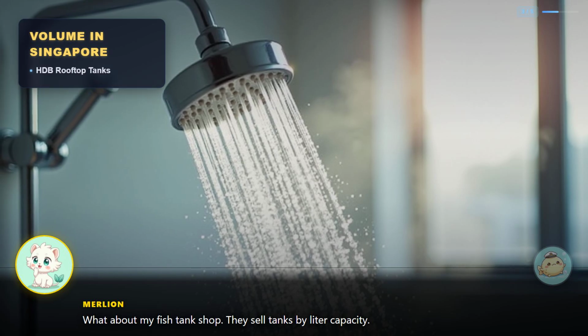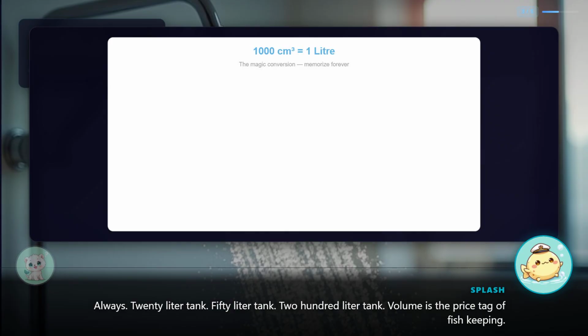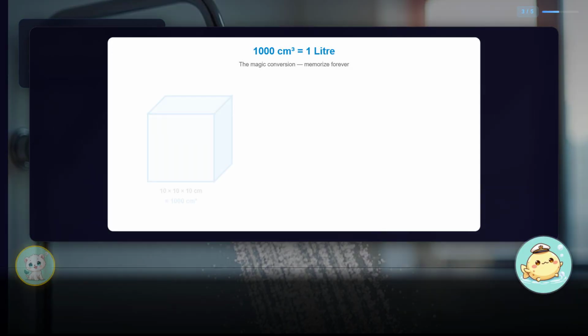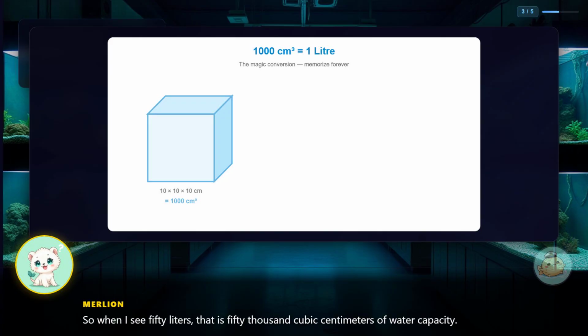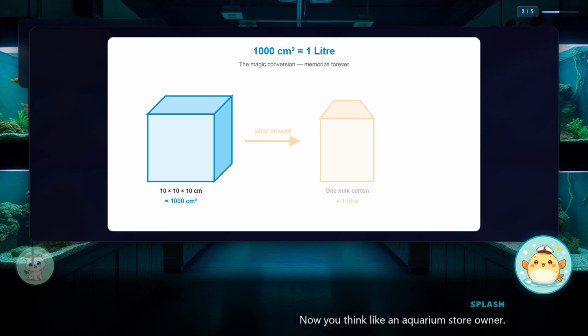They sell tanks by liter capacity. Always. 20-liter tank, 50-liter tank, 200-liter tank. Volume is the price tag of fish keeping. So when I see 50 liters, that is 50,000 cubic centimeters of water capacity. Now you think like an aquarium store owner.